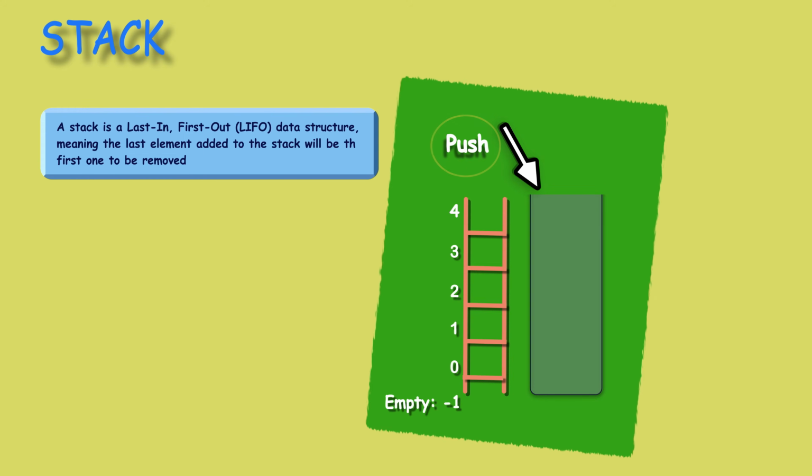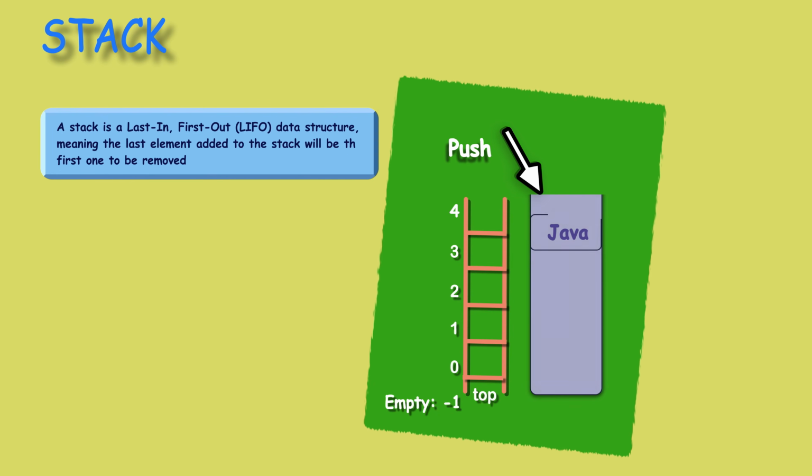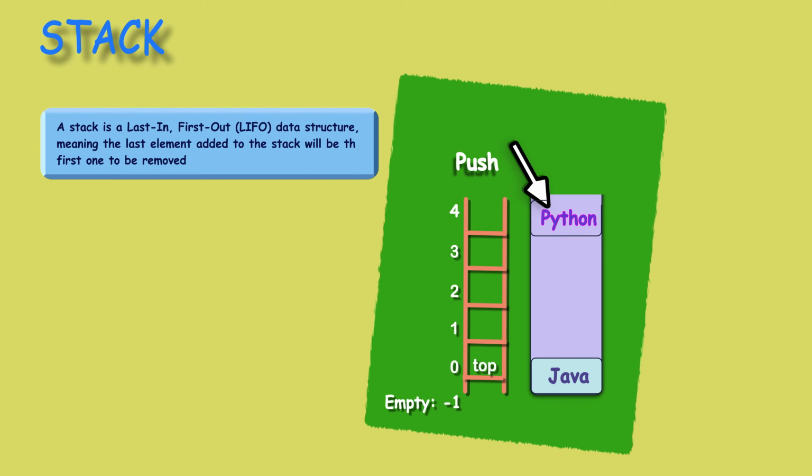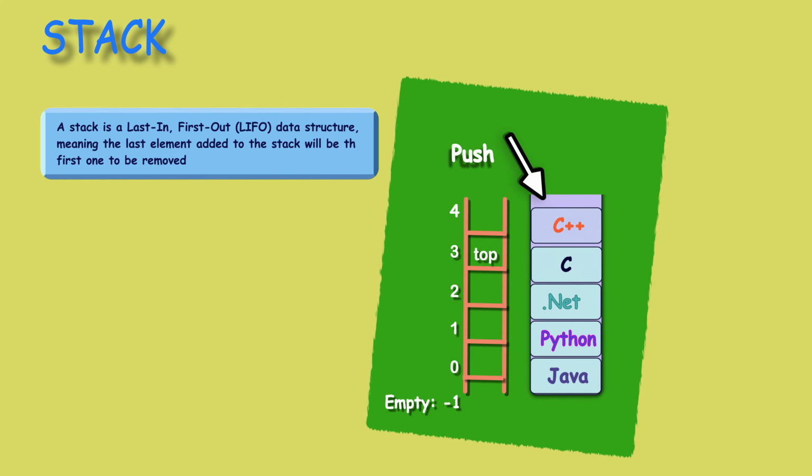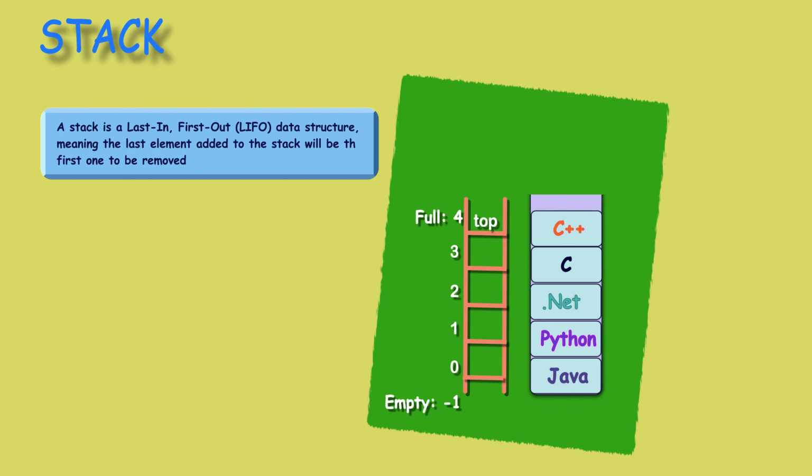Whenever we want to insert elements into the stack, we need to push them from the top, which is known as the push operation. Let's insert some elements now. Since the stack is empty, top points to nowhere, or we can say it points to -1. The first element we inserted is Java, then the second element is Python, then .NET, C and C++. At this position the stack is full and top is pointing to 4.